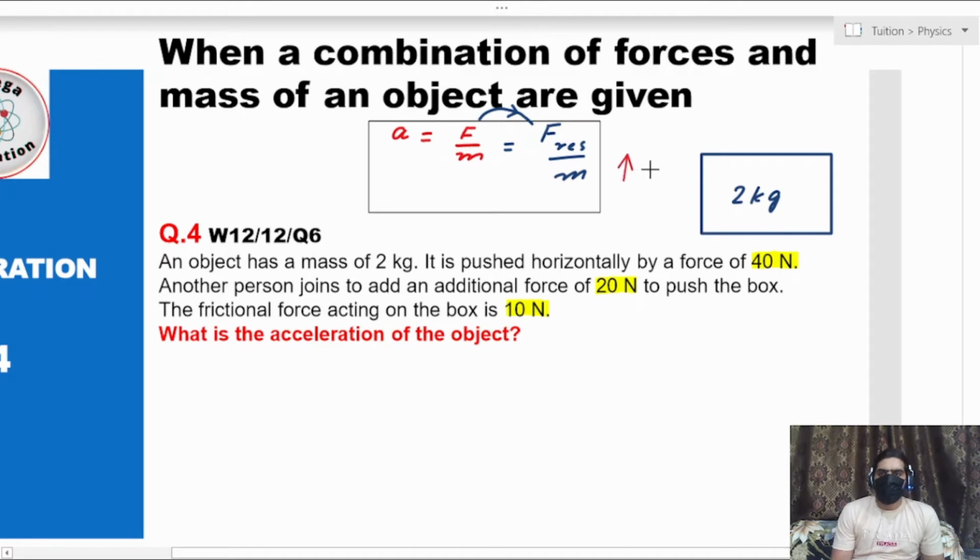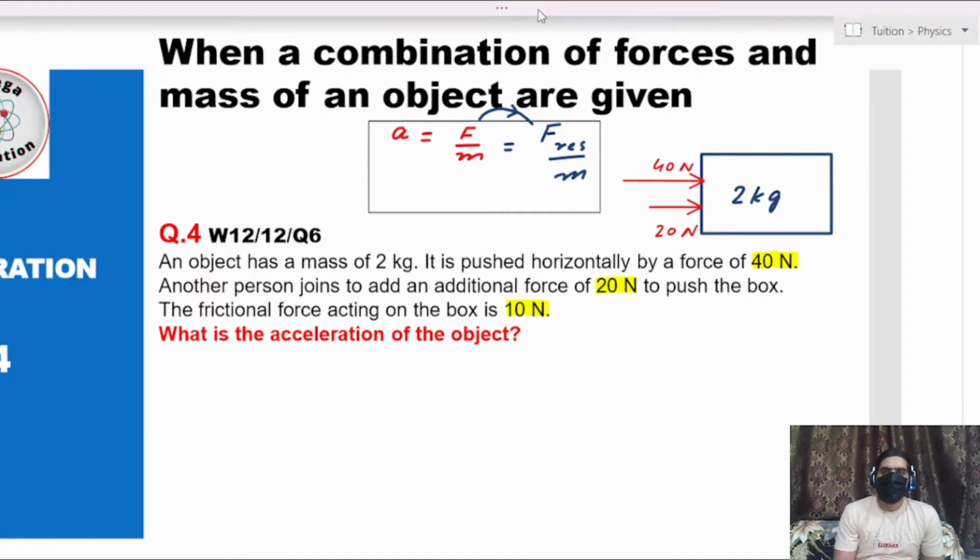Someone was pushing the box with a force of 40 Newton, and then another person joins and adds an additional force of 20 Newton to push the box. So he's helping the previous guy, and he's also pushing the box on the right side with the same force. Okay, we'll just assume that they're pushing on the right side. You do it on the left side, it doesn't make any difference.